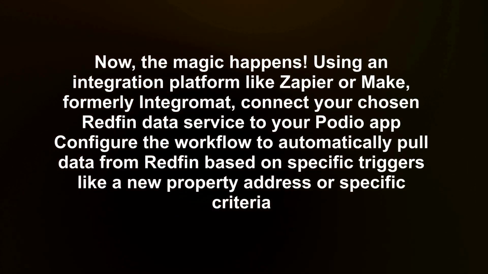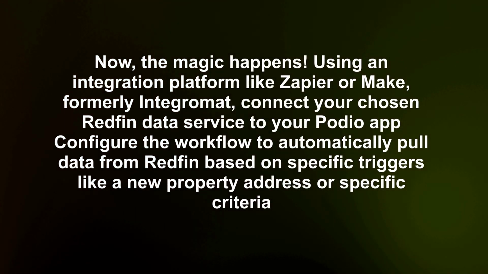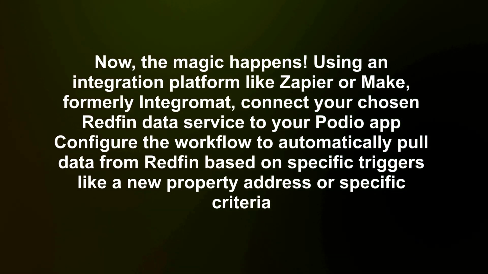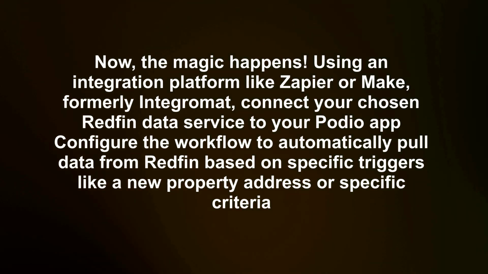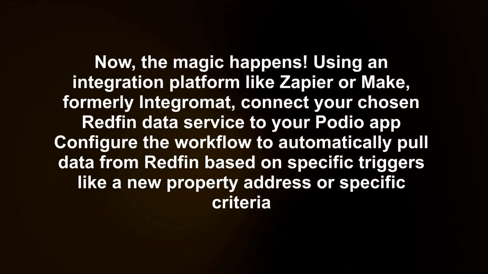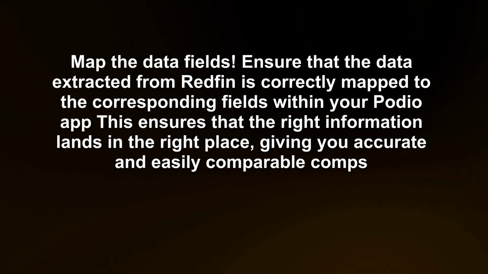Now, the magic happens using an integration platform like Zapier or Make, formerly Integromat. Connect your chosen Redfin data service to your Podio app. Configure the workflow to automatically pull data from Redfin based on specific triggers, like a new property address or specific criteria. Map the data fields.